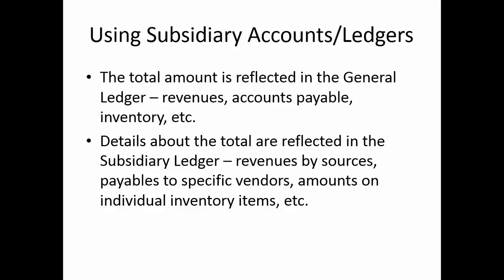Revenues, accounts payable, inventory are common examples of subsidiary accounts. Details about the total are reflected in the subsidiary ledger. Revenues by sources, payables to specific vendors, amounts on individual inventory items. So this is where the user drills down to get the detail, and the total is reflected in the control account in the general ledger.